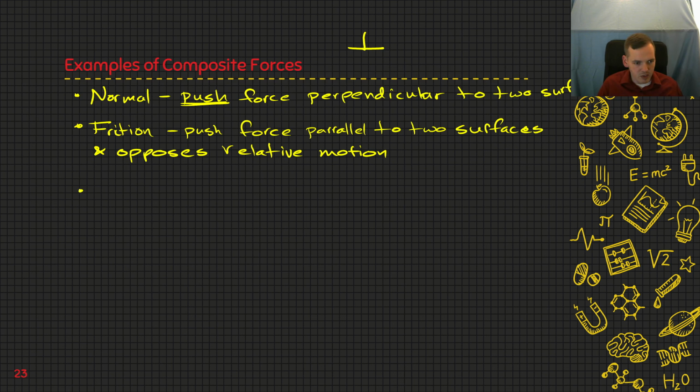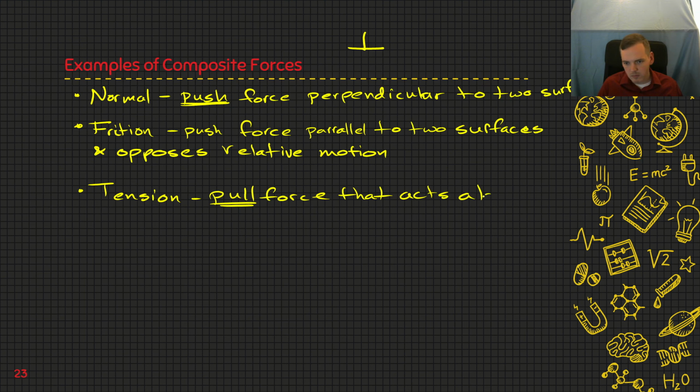Next, we have tension force. And this is a pull force that acts along a rope or other object. So for example, if you're pulling on a rope, then that rope can pull on another object with a tension force. So there's tension throughout that rope. The rope is all being pulled in the direction of the two objects.